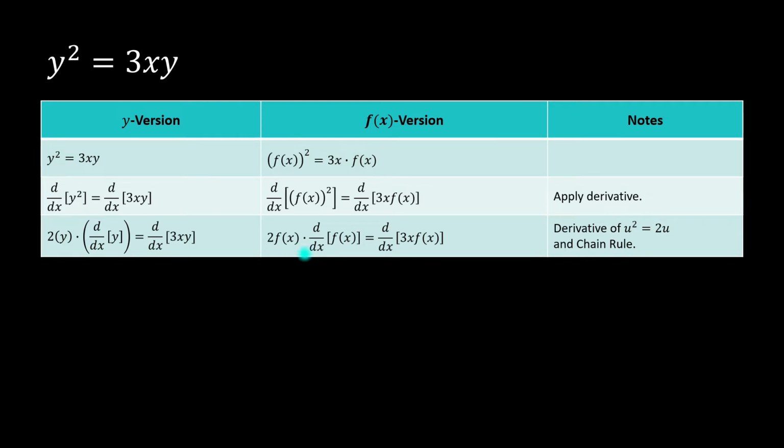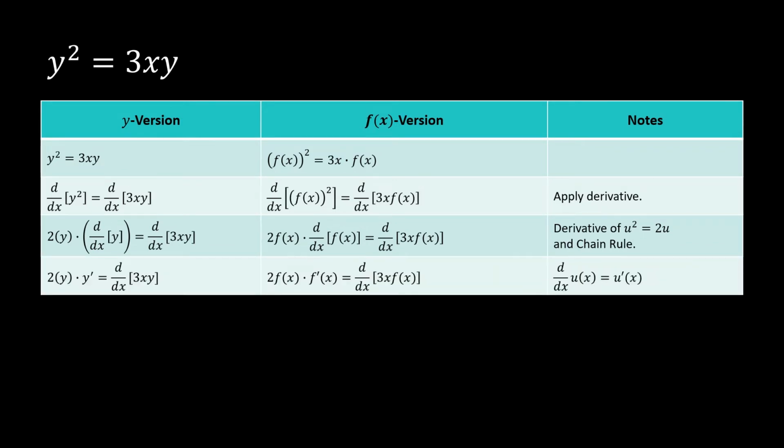So here, I'm doing the derivative of f of x squared, so it's 2 times that thing, 2 times f of x, times the derivative of that thing, times the derivative of f of x. Same with the y, right? I had y squared, so it's 2 times y, times the derivative of that thing, y. Okay? But the derivative of something that is just a function is just, we use that prime notation. So the derivative of f is just f prime.